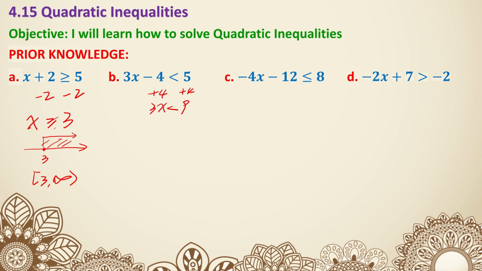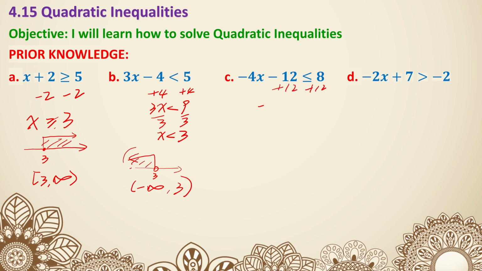B, add 4 on both sides. 3x is less than 9. Divide both sides by a 3. X is less than 3. So in this case, if you want to graph it, no equal sign, so it's open circle on 3. And the arrow is pointing to the left, just like the inequality sign. So means start from negative infinity all the way to 3. But since it's open circle with no equal sign, we're going to use parentheses.